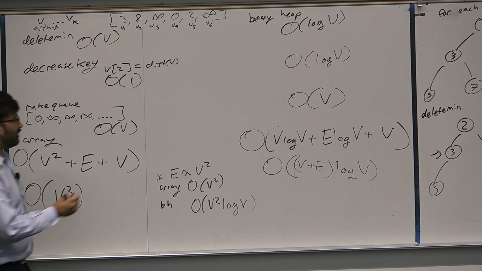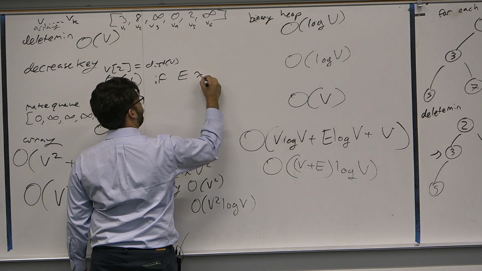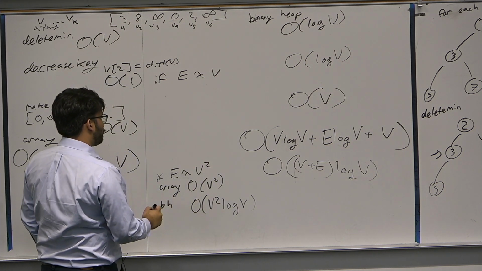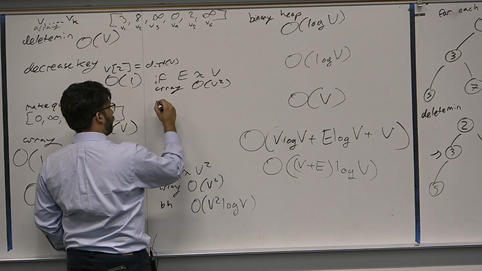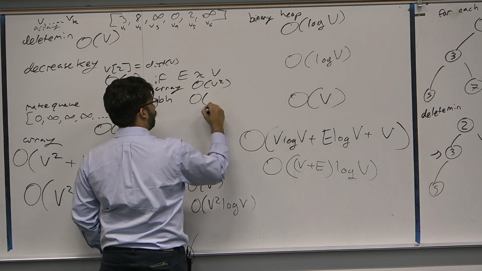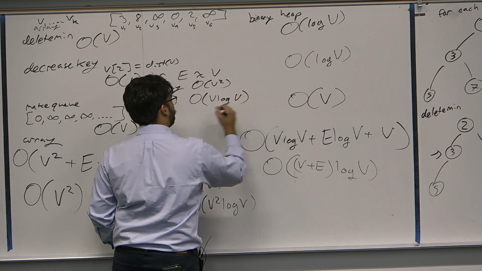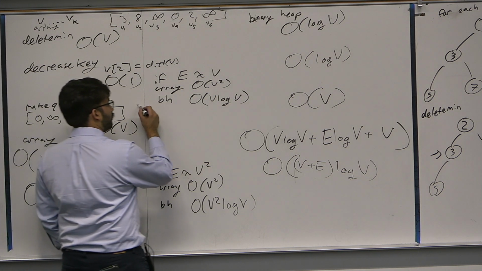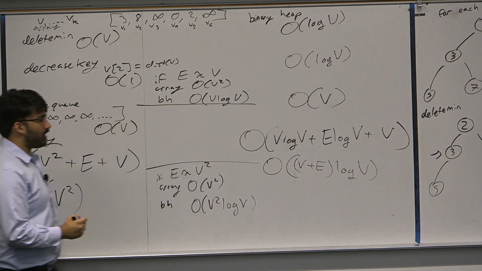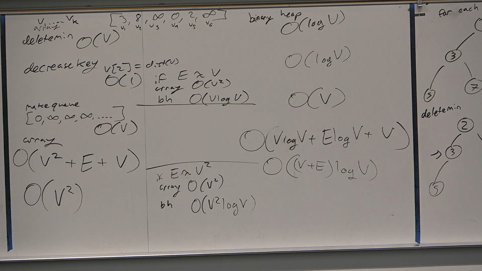But what if E is approximately V, right? Then the array is still going to take O of V squared, but the binary heap is going to take approximately V log V, right? So if E is smaller, if the graph is pretty sparse, then the binary heap wins, and if the graph is pretty dense, then the array wins. When does the trade-off happen? When is the exact moment you would choose a binary heap priority queue over an unsorted array priority queue?